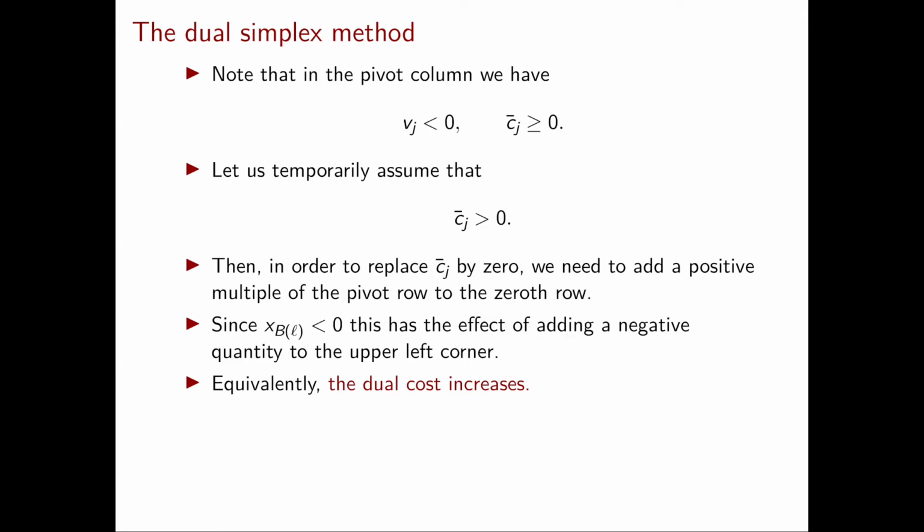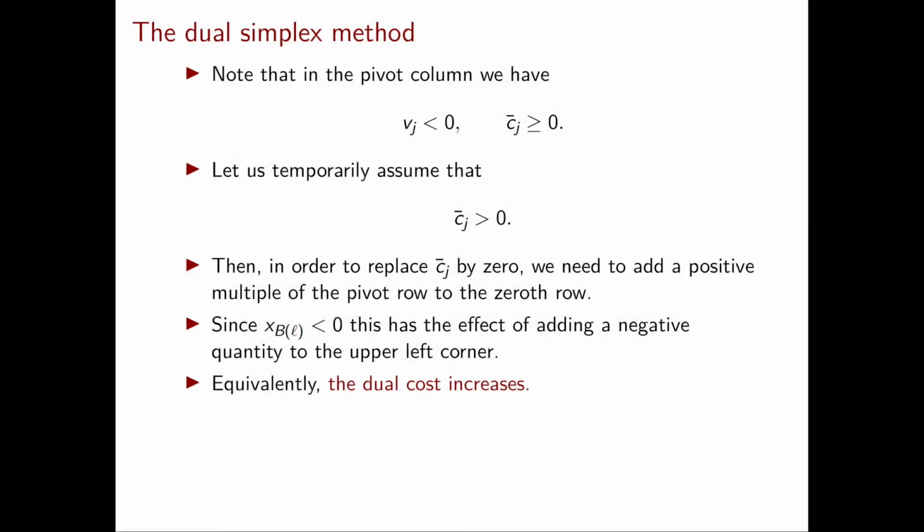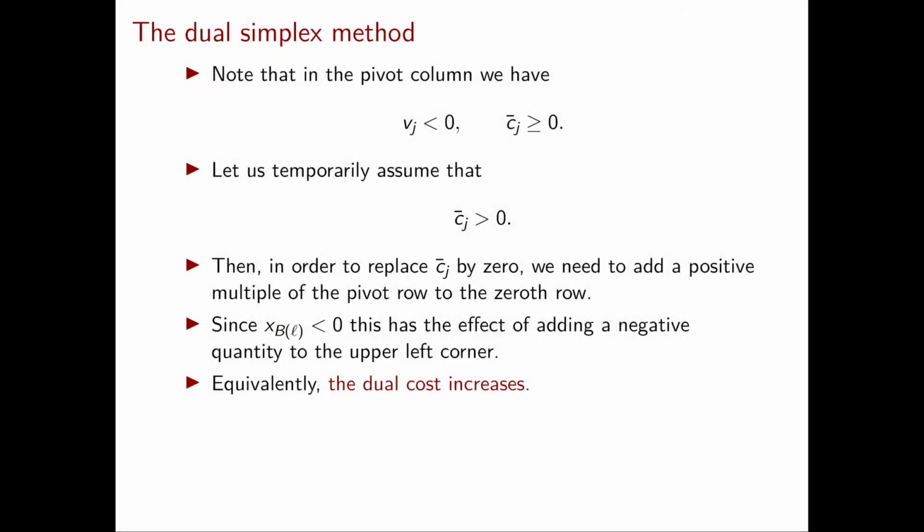Now let's discuss termination. In our pivot column, we have that Vj is strictly negative and C bar j is greater than or equal to 0. First, let's assume that C bar j is strictly positive, because this will make our discussion much simpler. In this case, when we perform our pivot, we need to replace the positive C bar j with a 0. And to do so, we need to add a positive multiple of the pivot row to the 0th row.